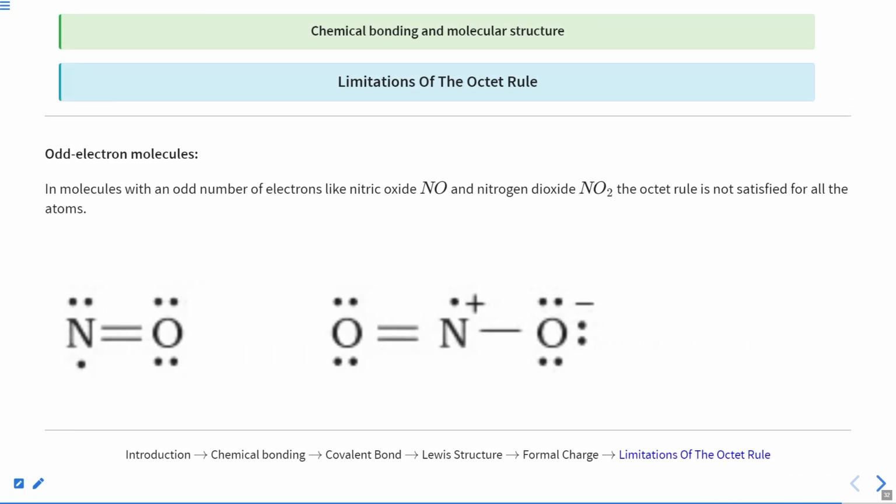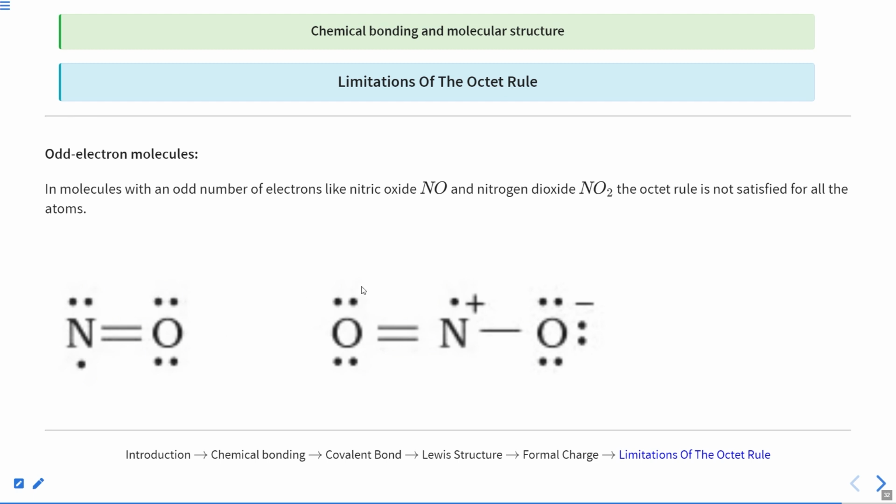Next is odd electron molecules. I have stated earlier that atoms avoid having a single electron rather than a pair of electrons. But there are exceptions to it. If we talk about the exceptions, I have the example of nitric oxide. It has N and O present here. If you just see here, nitrogen has 3 electrons. One pair of electrons is here and one single electron is here. So it is defying that rule.